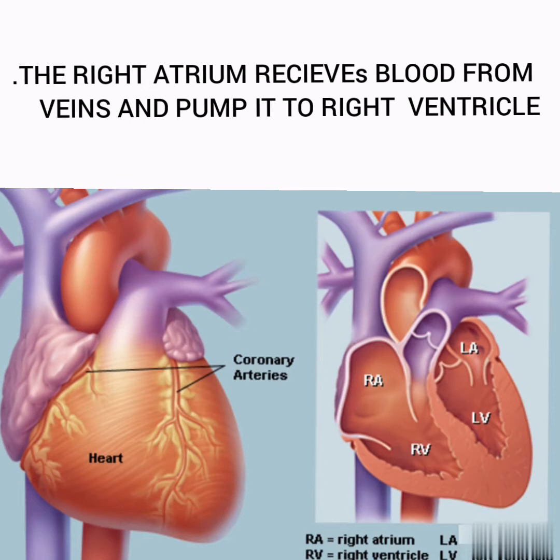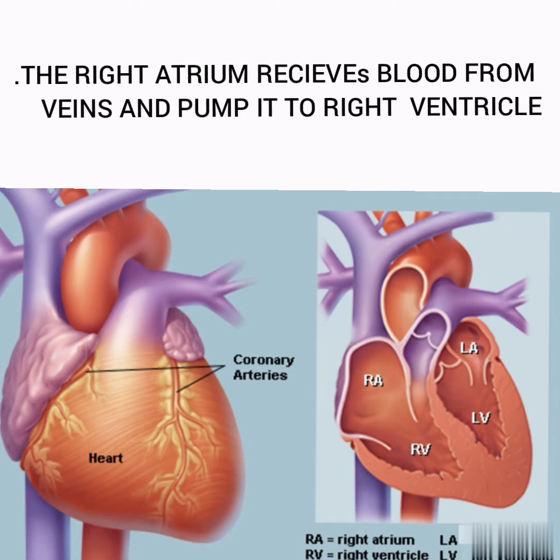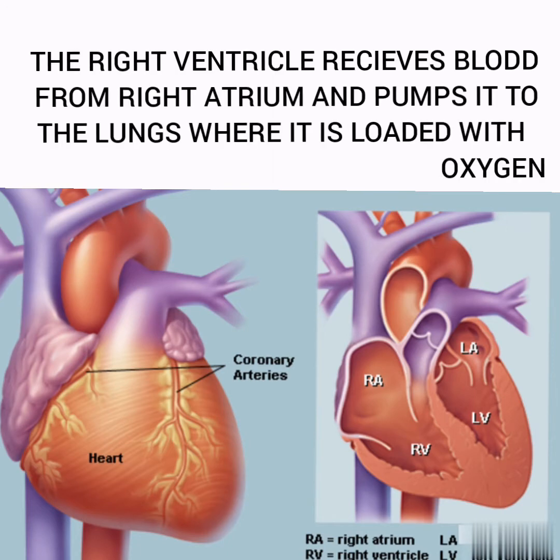The right atrium receives blood from the veins and pumps it to the right ventricle. Now you are seeing the right atrium and the right ventricle, with blood flowing from the right atrium to the right ventricle.